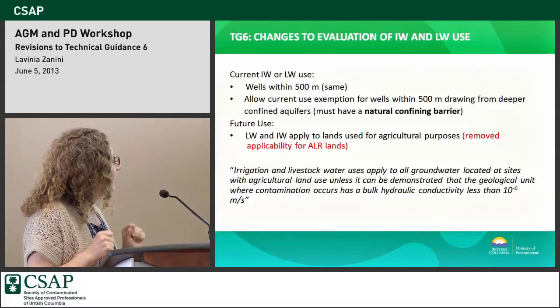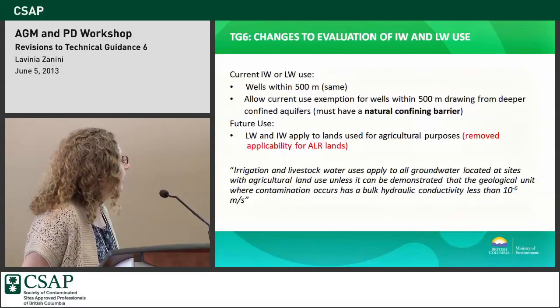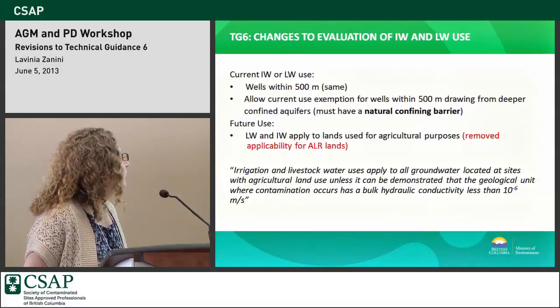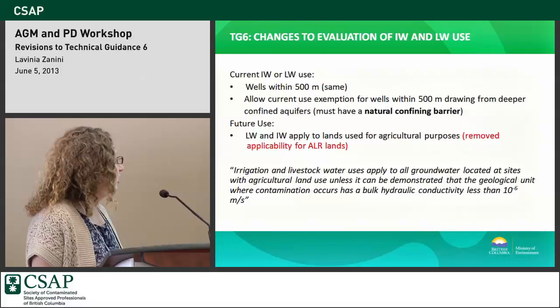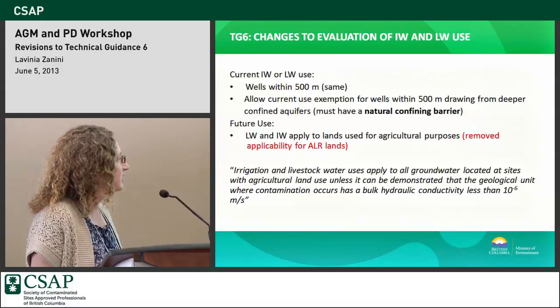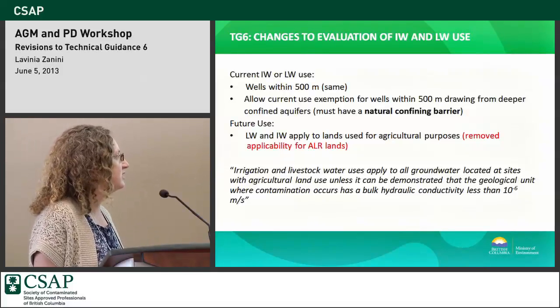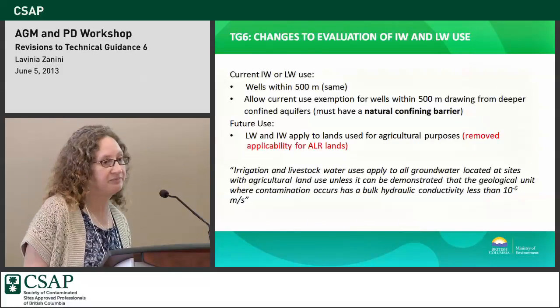This last sentence here has always been the same, but I'll just read it. We say irrigation and livestock water uses apply to all groundwater located at sites with agricultural land use, unless it can be demonstrated that the geological unit where contamination occurs has a bulk hydraulic conductivity less than 10 to the minus 6 meters per second.